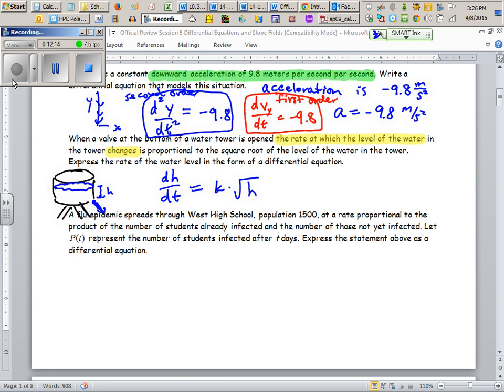All right, how about this next one? A flu epidemic spreads through West High. Population's 1,500. It's at a rate proportional to the product of the number of students already infected and the number of those not yet infected.